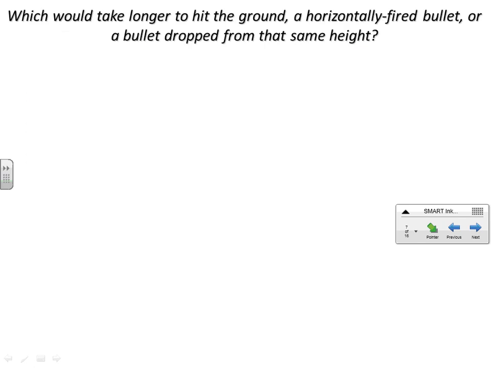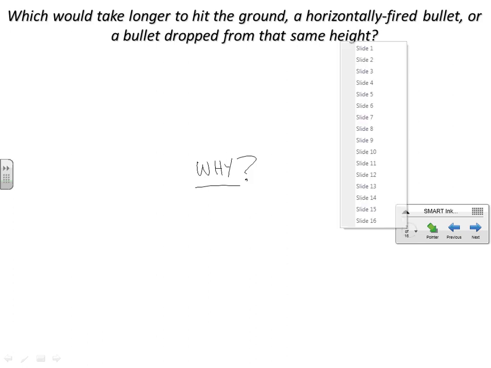So really, this is just asking you that question again. Which would take longer to hit the ground? A bullet that you shoot horizontally or a bullet that you drop from the same height? I want you to answer that for tomorrow and explain why. Yeah, we've kind of already done this a couple of times. But write me an answer and tell me why. Okay? We'll check that tomorrow.